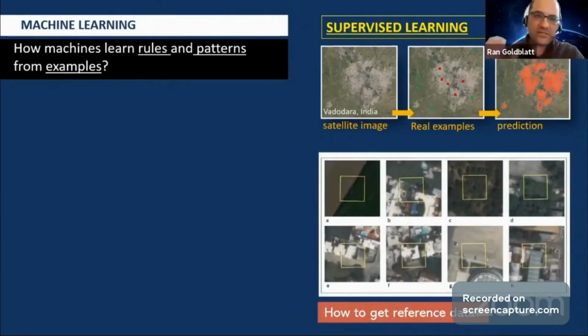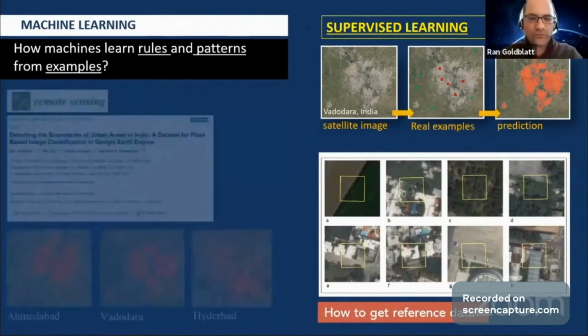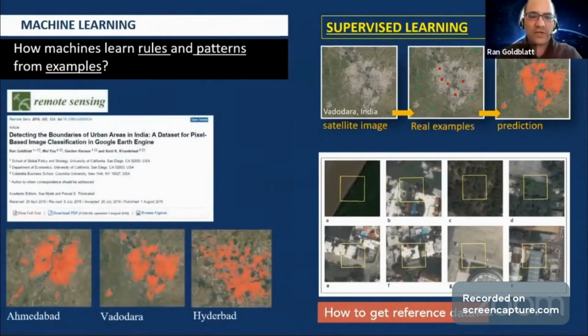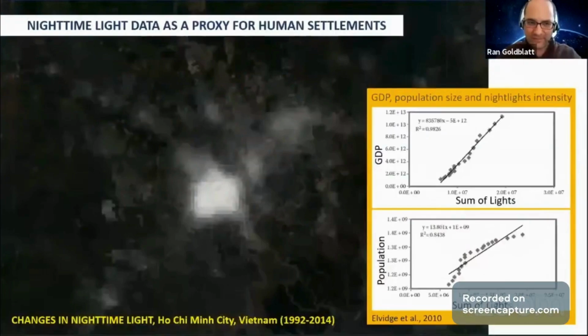So one option is just to collect data based on visual interpretation, which we did in one of our studies. We collected 20,000 labeled examples spanning India, used these examples to train a machine and to map all the urban areas in India. But this is, of course, not feasible in global scales and in real time.